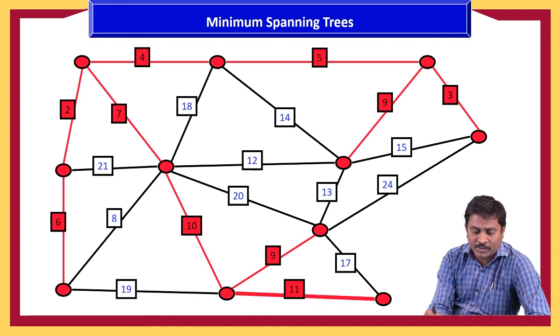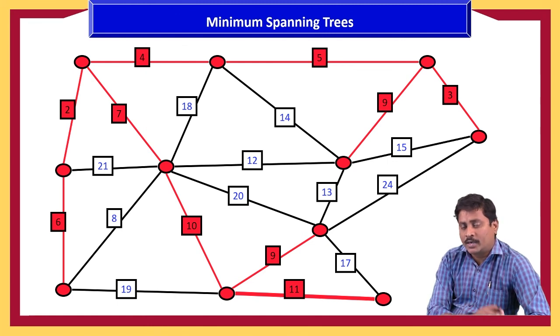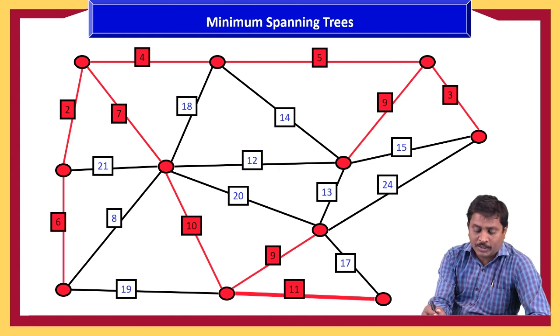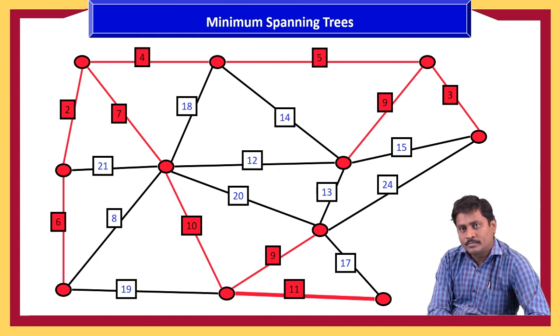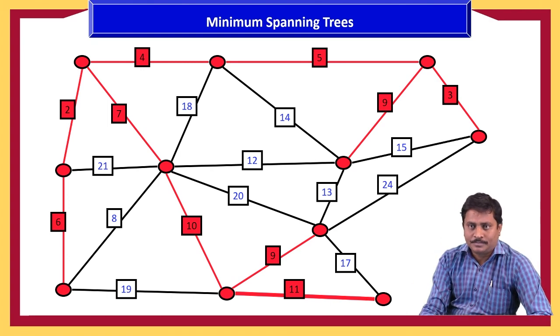And also here we observe that in this path, all the vertices in the given graph are covered. And also in this path, no edge forms a loop. So now this is the minimum spanning tree which is drawn by using Prim's algorithm.